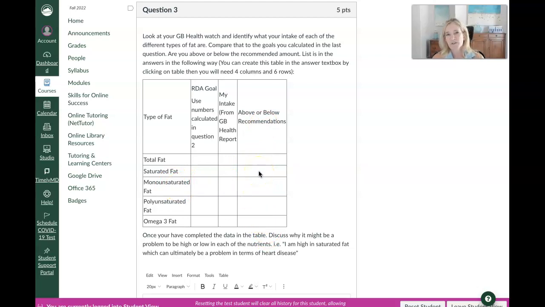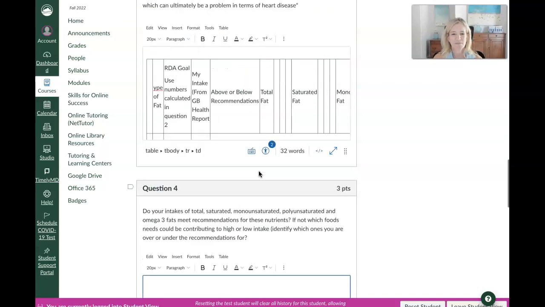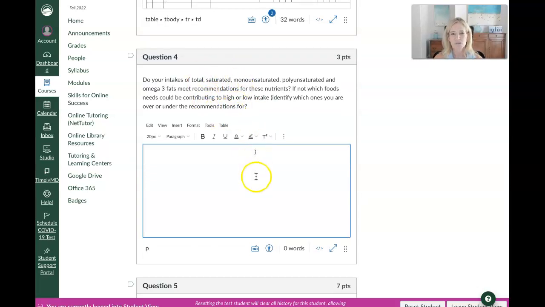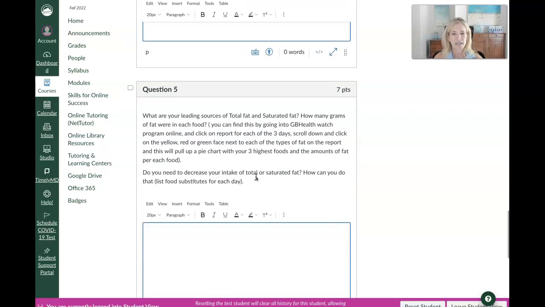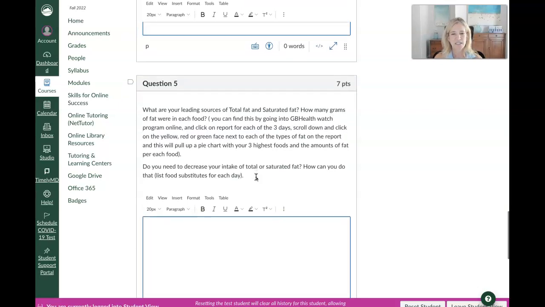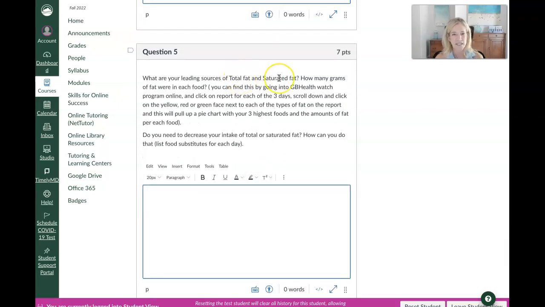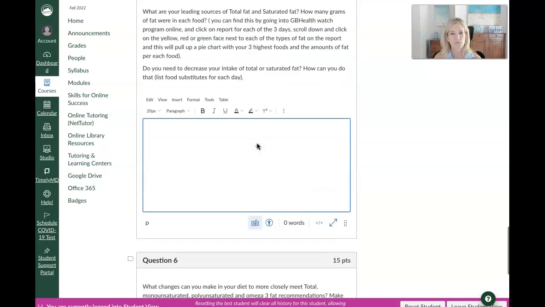Saturated fat, if it's below, that's great. You don't need to add more. Make some commentary in terms of how you did with that. Again, here, you're going to identify your leading sources of total and saturated fat, and how many grams were in each of these foods. And I didn't put an example on this one.